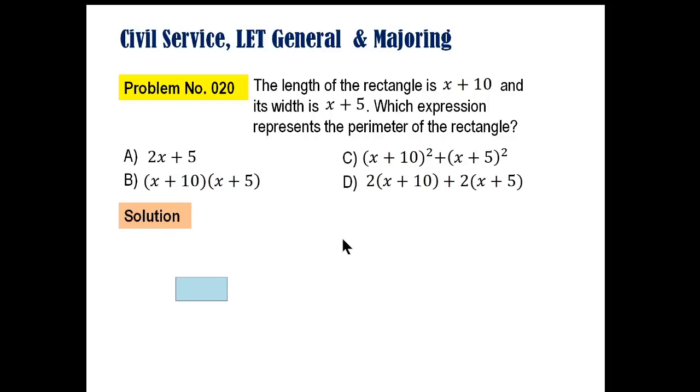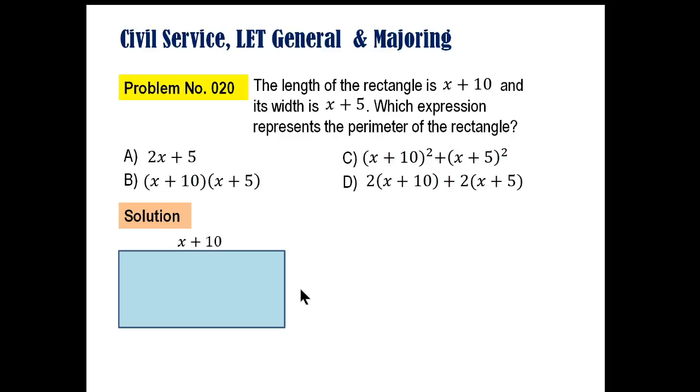For the solution, this is the rectangle and x plus 10 is the length as given, while x plus 5 is the width. So the formula for the perimeter is P is equal to twice the length plus twice the width. By substitution, P is equal to 2 times quantity x plus 10, because this is the length, plus 2 times quantity x plus 5, this is the width. Obviously, the correct answer is letter D.